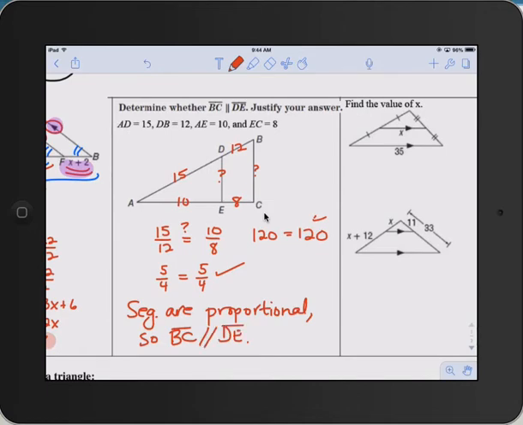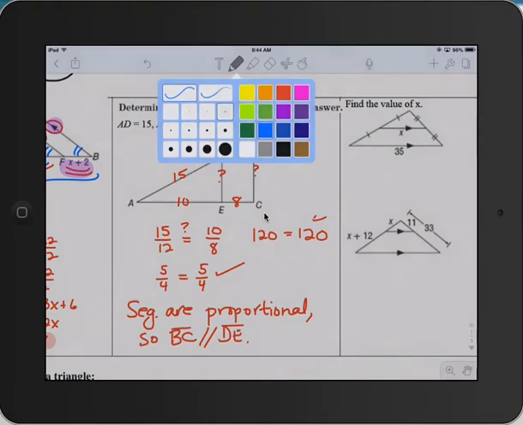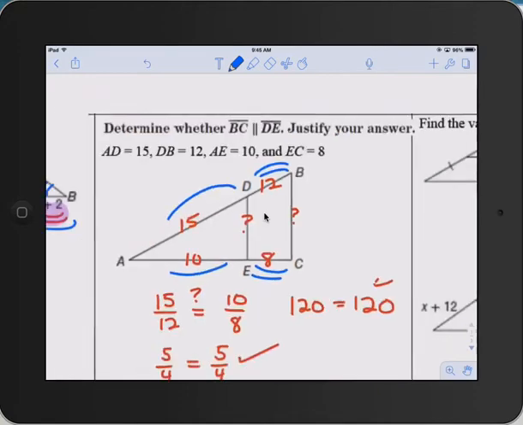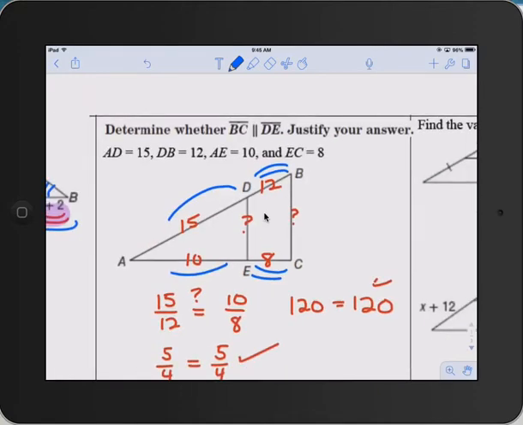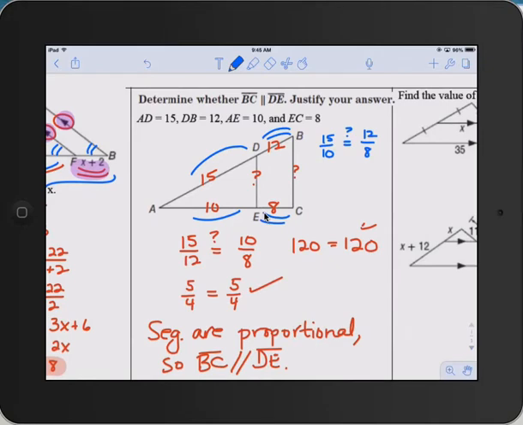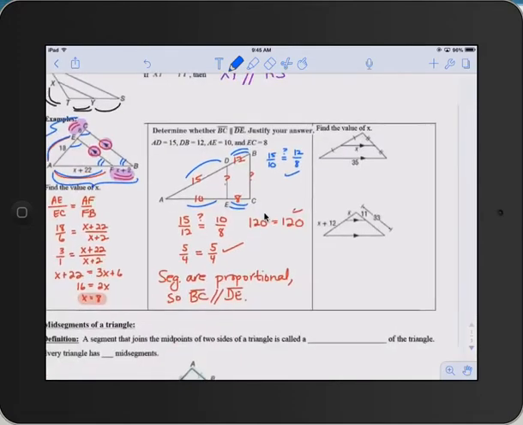Okay, now, again, there are other ways to set up the proportion that would also work. Rather than 15 to 12 and 10 to 8, you could do 15 to 10 and 12 to 8. So 15 over 10, is that proportional to 12 over 8? Well, again, 120 equals 120, so that also would check. So just make sure you're comparing the correct parts to each other.